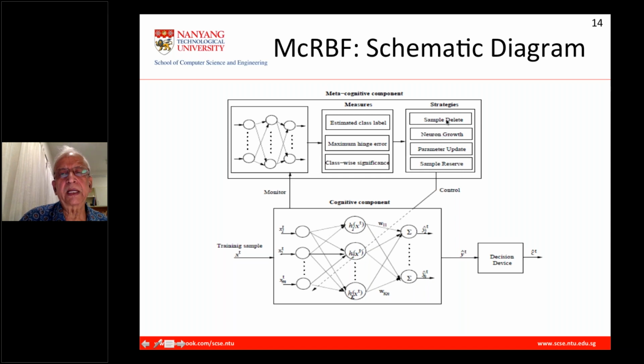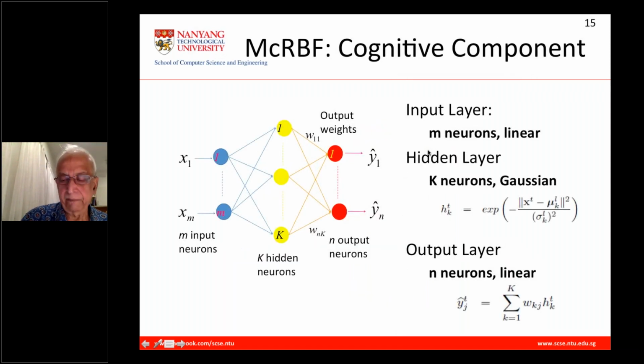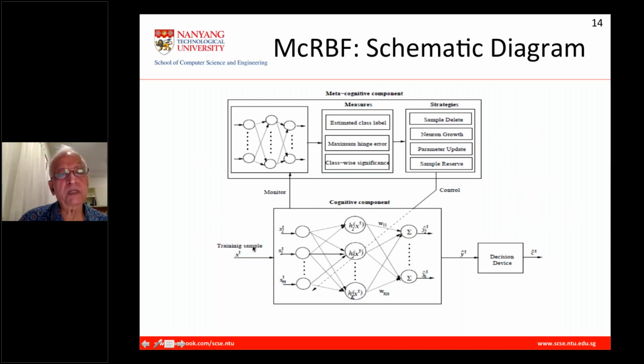You see here, if the network already knows the data, why should it learn? You can delete the sample. If it is completely new, there are two options. I can add that sample itself as a neuron, so neuron growth, or if there is not that great a novelty, I can adjust these parameters, which is the second case. The third case is I'm not sure whether it is new or whether I know it, so I reserve the sample. So you are controlling the learning process at a higher level, and based on that you decide.